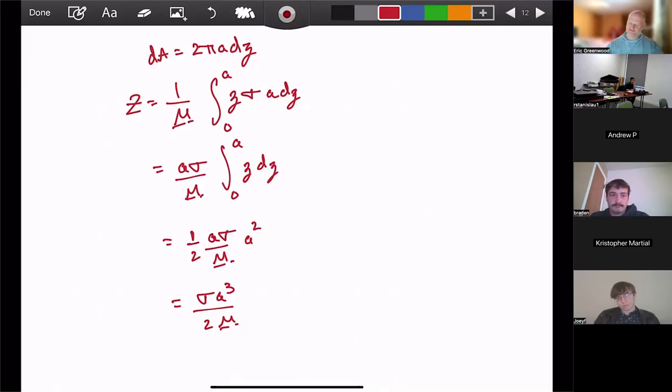Last thing is, what's sigma? So we know sigma in this case is going to be equal to the total mass divided by the total surface area. So this is my surface area. So what's the surface area of a sphere? 4/3 pi r cubed. That's the volume. What's the surface area? Oh, you're right.